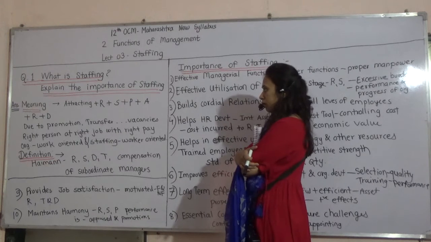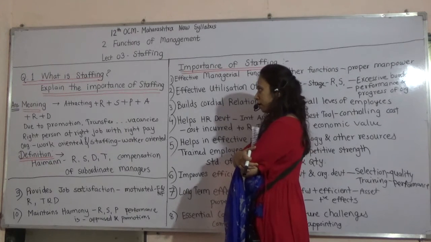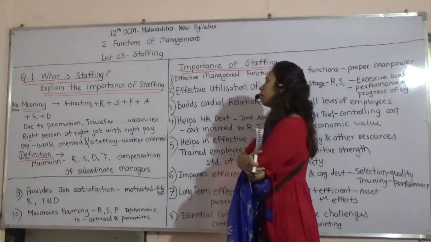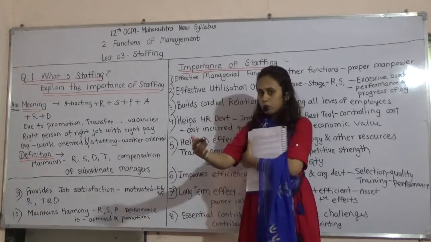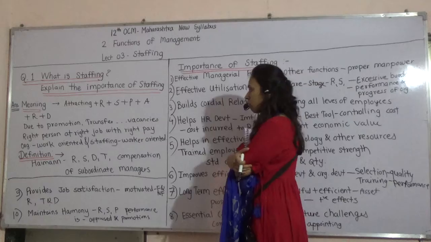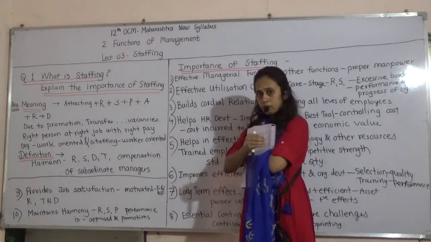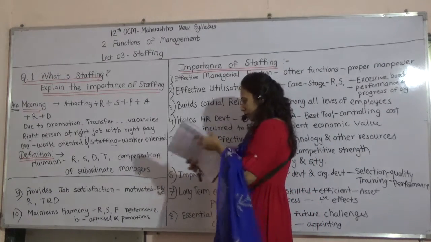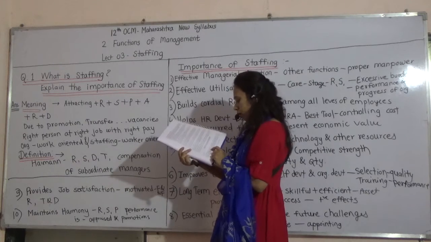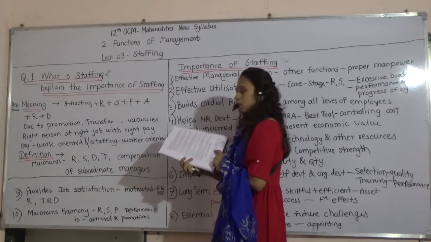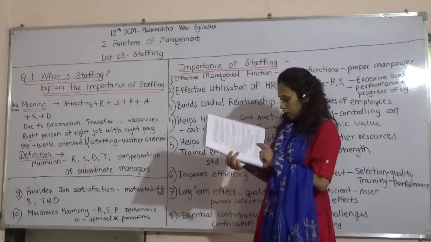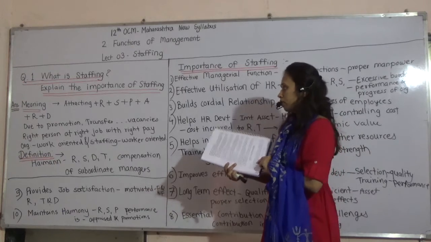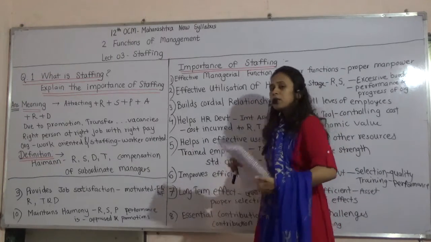What is staffing? The meaning is, it is the process of attracting or recruiting. Recruit means to appoint. Recruiting means when the advertisement goes out, that is called recruitment. Then selection. Once the advertisement is communicated, people come, they apply for the job, then selection starts. It is a process of attracting, recruiting, selecting, placing. Once you select, you place that person in that particular job, appraising, remunerating, developing and retaining the best workforce.